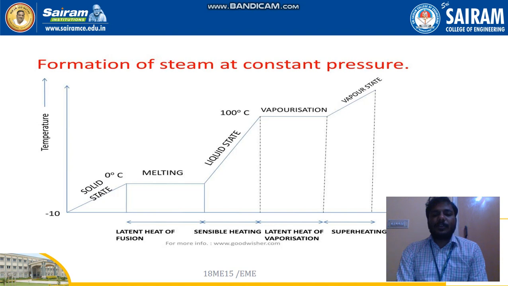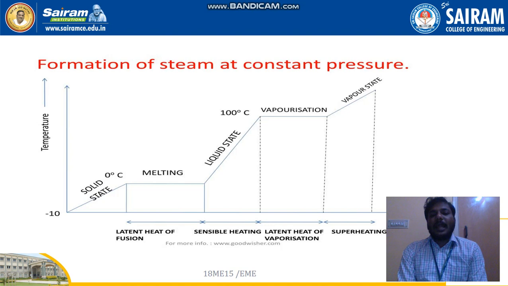Always the pressure will be constant, only the temperature is going to increase. Whenever we increase the temperature, the water automatically starts boiling to the maximum level. The boiling point of water is 100 degrees Celsius. If we keep on increasing the temperature above 100 degrees Celsius, again it forms vaporization, and then the vapor state. So this is what we finally get, what we call superheated steam.